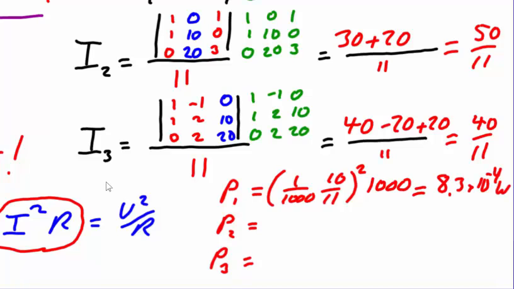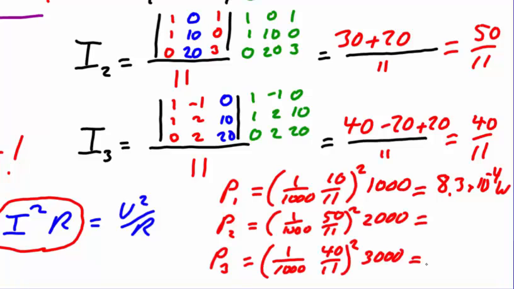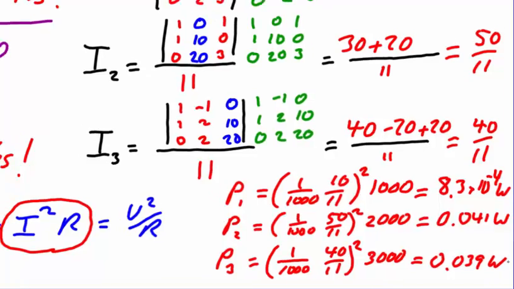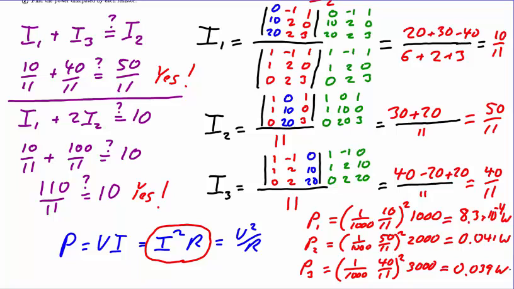We perform exactly the same calculations for power 2 and power 3 so that we can get the results: 0.041 watts and 0.039 watts. Each of these powers is low compared to the power dissipation capability of a typical off-the-shelf resistor, and so we expect that if we were to wire this circuit, it would not fry. And that completes our Kirchhoff analysis.